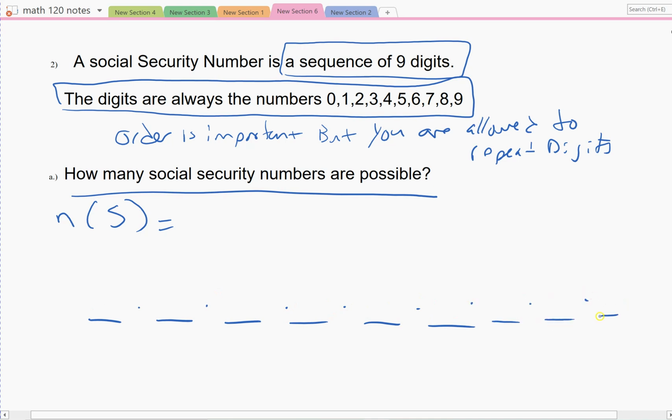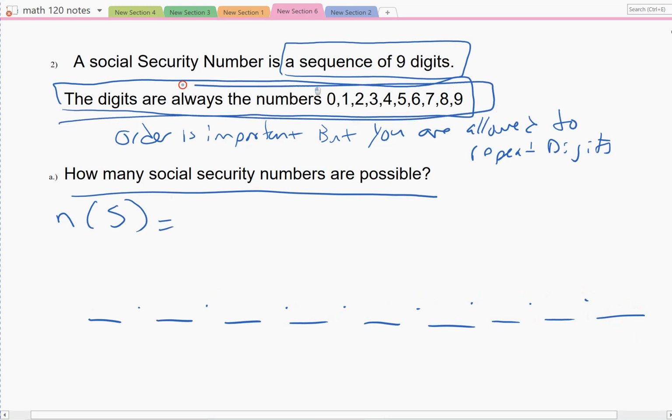And it's right? I have to fill out my Social Security number, which has to have 9 digits. So I have the first spot in my Social Security number, and the second and the third and the fourth and the fifth, all the way down to the 9th, right? So it's a multiplication. Well, the first spot has 10 possible choices, right?